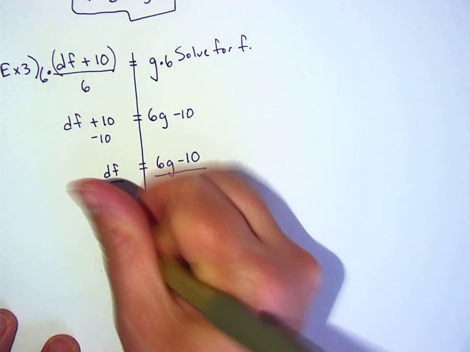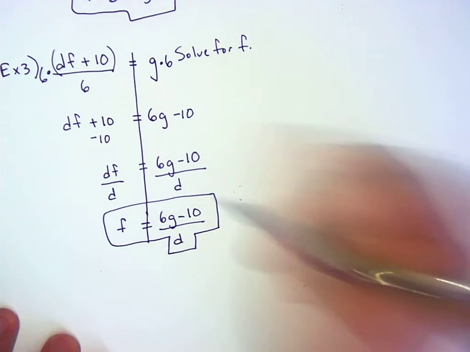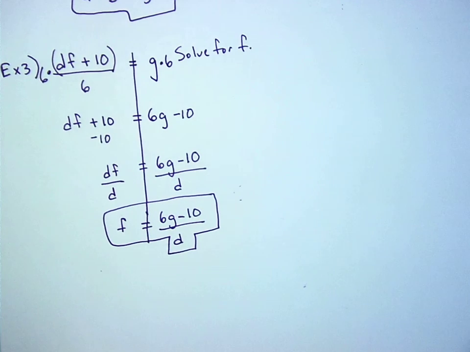f equals 6g minus 10 over d. Perfect. And I know it looks gross because there's lots of variables in there and it feels weird to have that as an answer, but that's what this lesson's all about. There are some two-story problems where it'll use that kind of stuff.